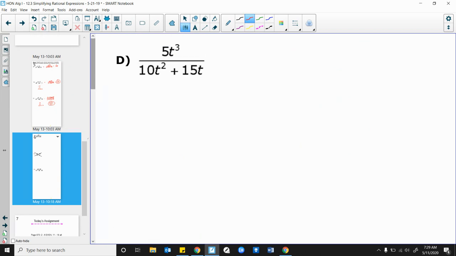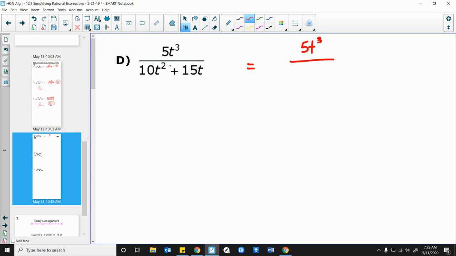Okay, this is where things get a little bit more complicated. We want to simplify everything first. That's what I always tell everybody. Simplify everything first. 5t to the third, nothing I can simplify. So that's going to stay as 5t to the third.